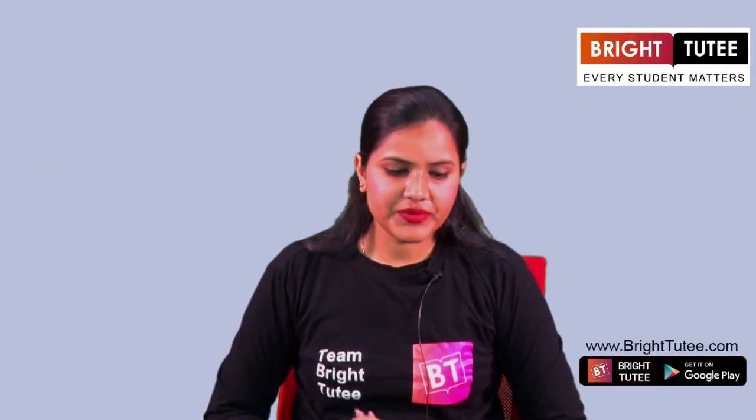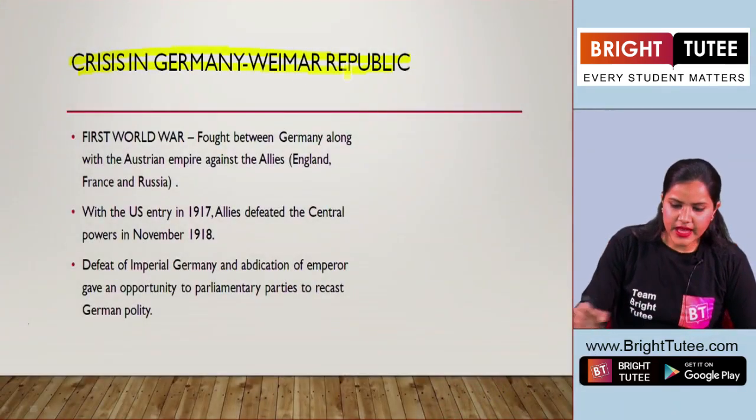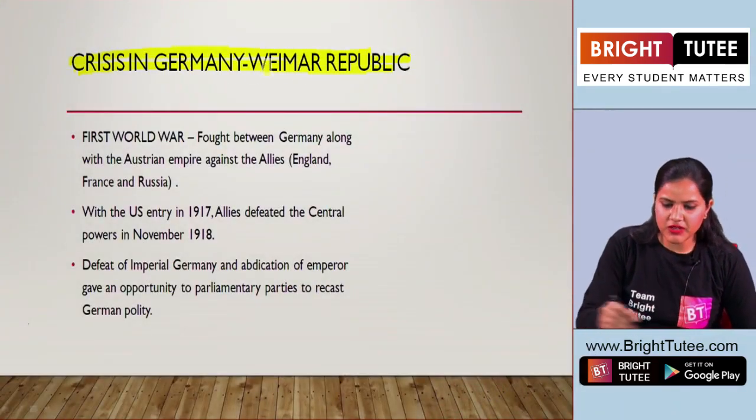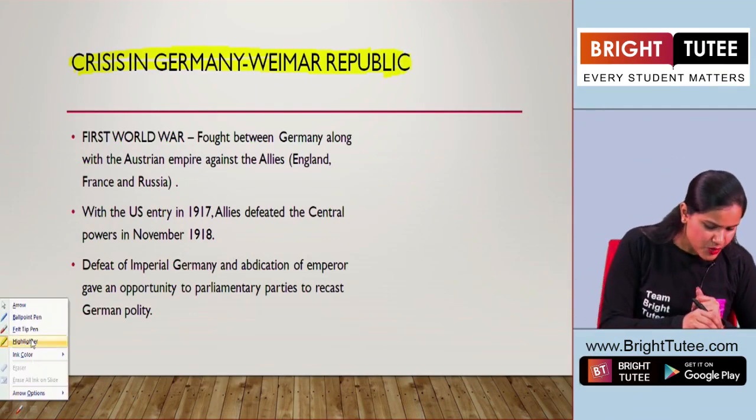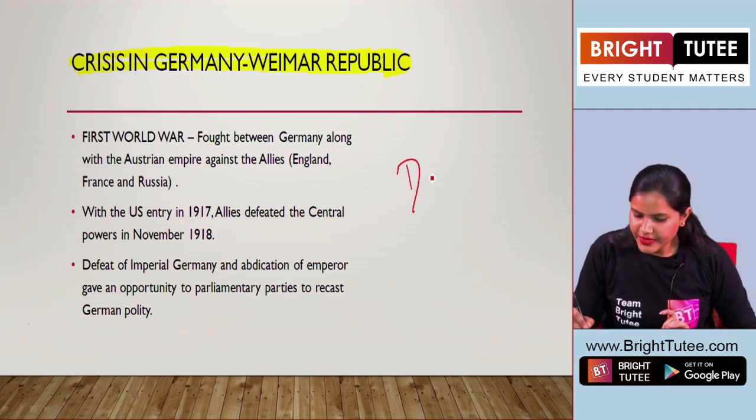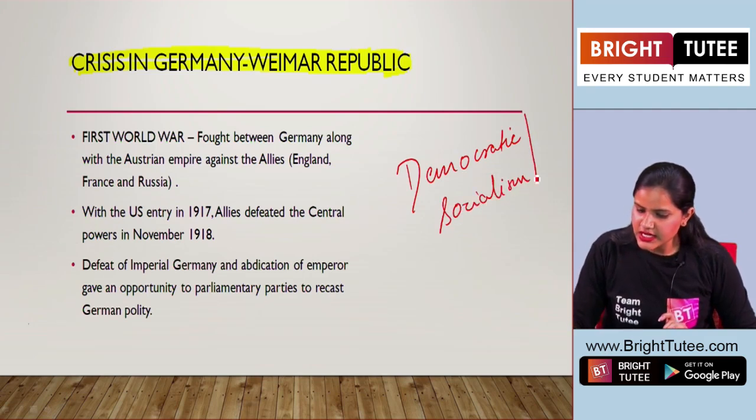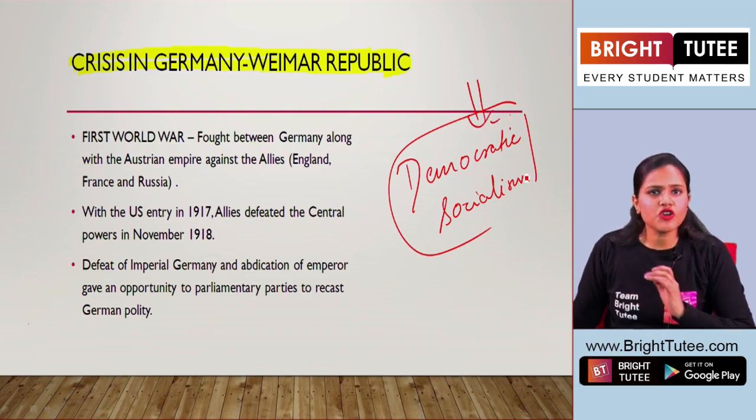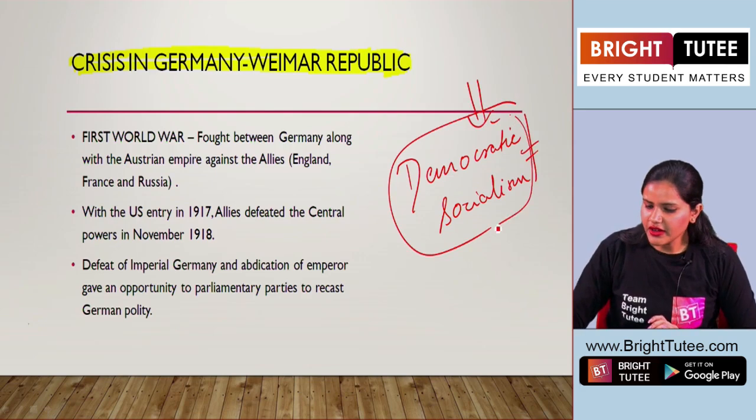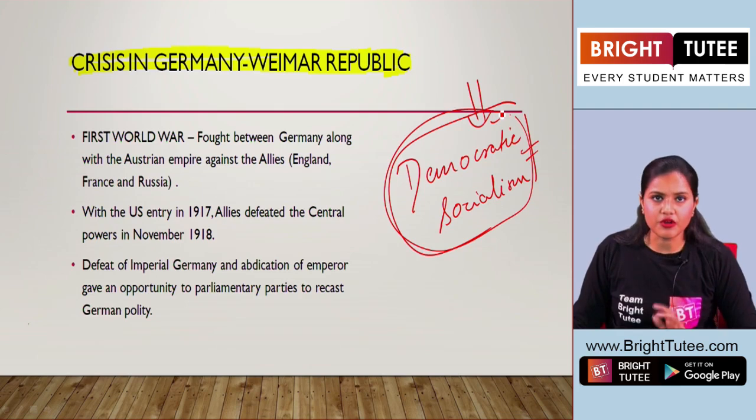Hello everyone. Now let's talk about the crisis in Germany. That is, here we are going to talk about the Weimar Republic. Now students, before this we were talking about the new democratic socialism, right? We understood the differences in the ideologies related to Marxism, that is the Russian communists, and here the new democratic socialism that arose in different parts of Europe, right?